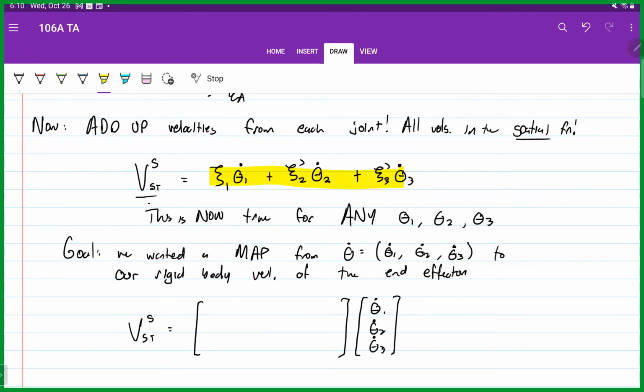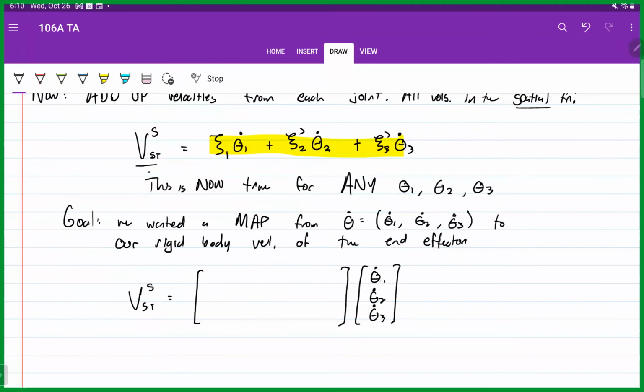we have theta 1 dot times xi1. It's the only appearance of theta 1 dot, so I could just make that column xi1. And we have theta 2 dot times xi2 prime, so I can make that the second column, xi2 prime. Then theta 3 dot times xi3 prime. So these are now the columns of my matrix.